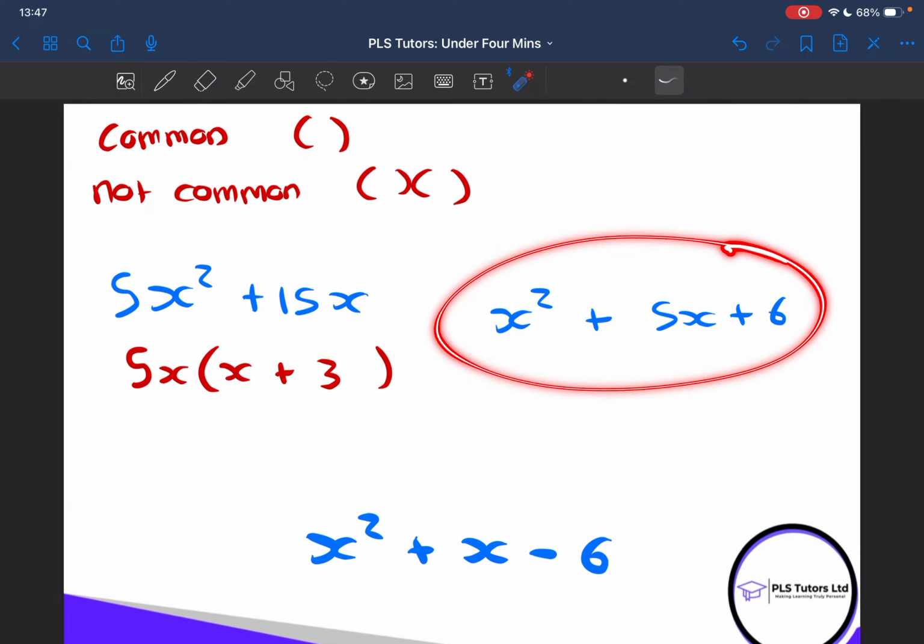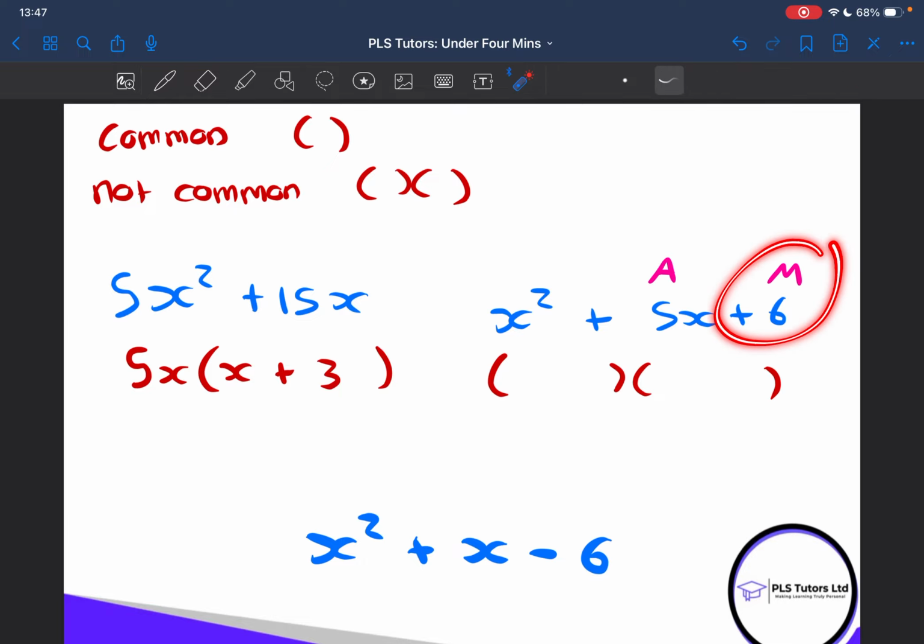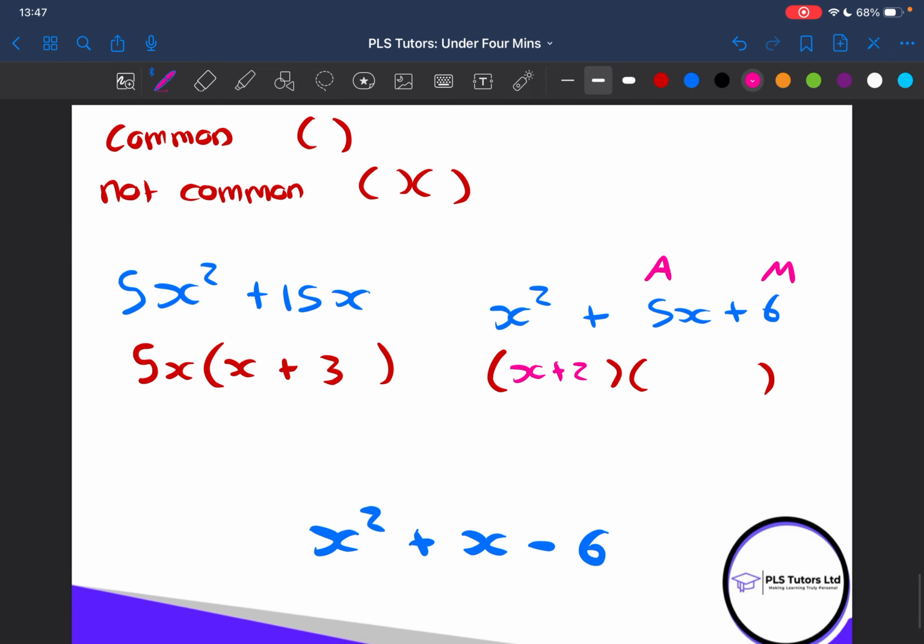However, over here, there's nothing in common at all. So we know it's going to be two brackets. Because it's two brackets, we need two numbers that add to 5 and multiply to 6. If we start off over here, 1 times 6 is 6, but 1 add 6 is not 5. 2 times 3 is 6, and 2 add 3 is 5. So our brackets are x add 2 and x add 3.